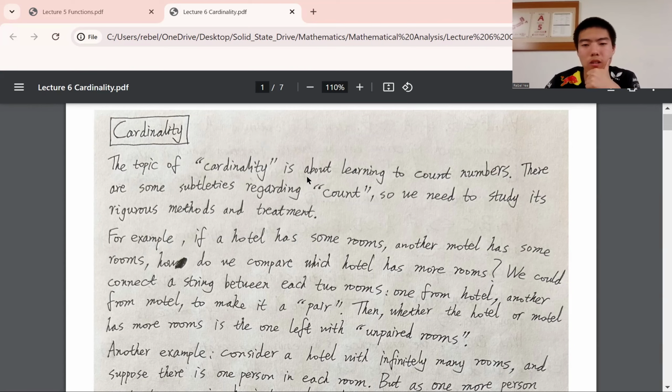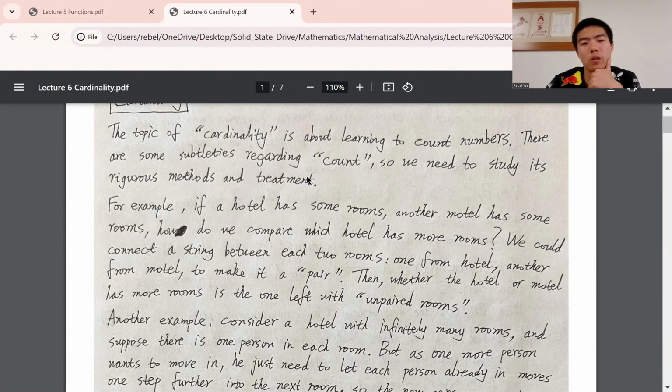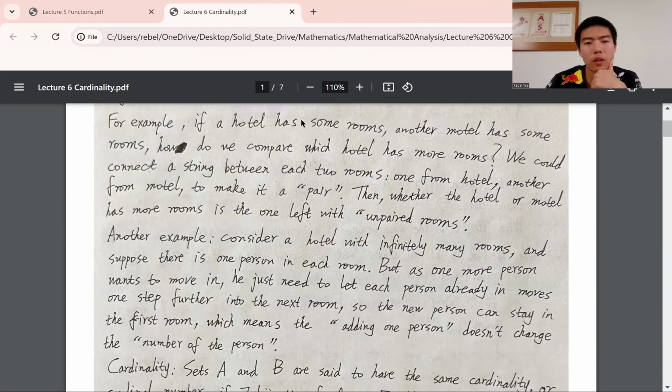But why do we want to study it? Because sometimes counting might fail when the number becomes strange. So for example, if a hotel has some rooms and a motel has some rooms, a motel is different from a hotel, but I prefer motels usually. How can we compare which, the hotel or the motel, has more rooms? We can do this.